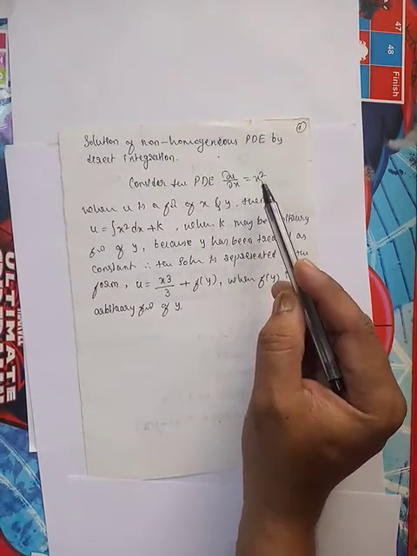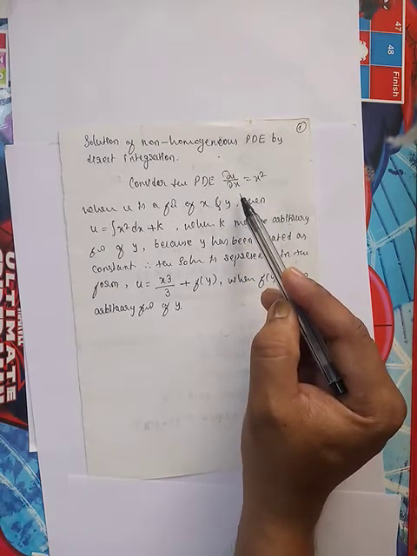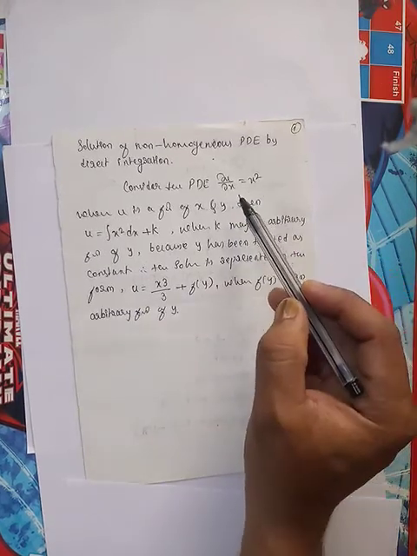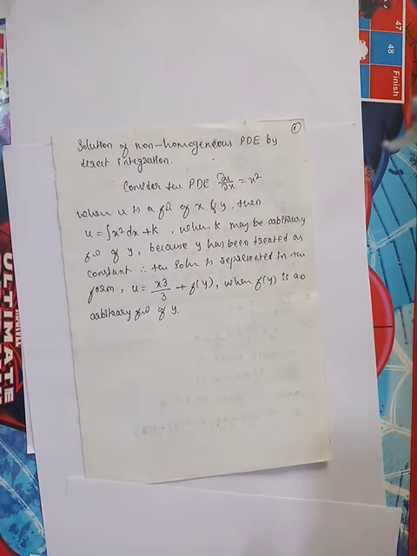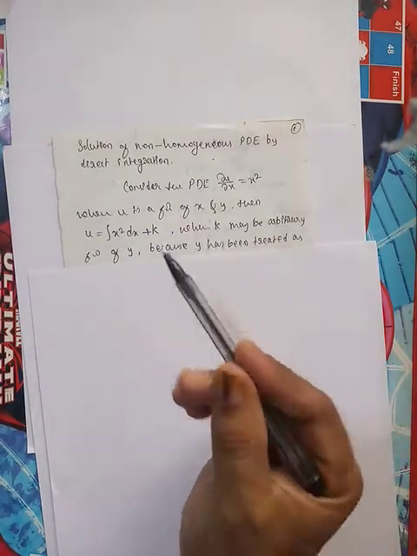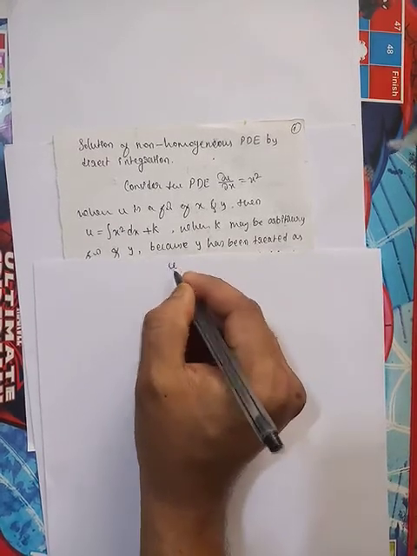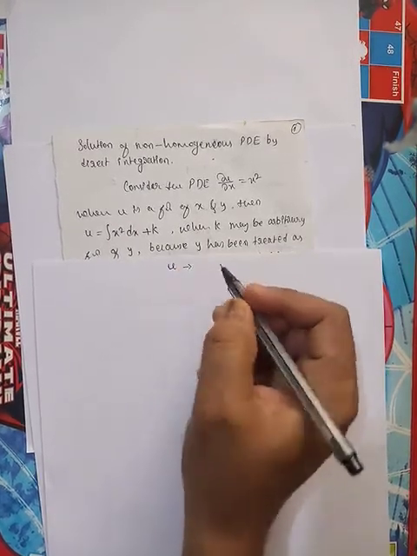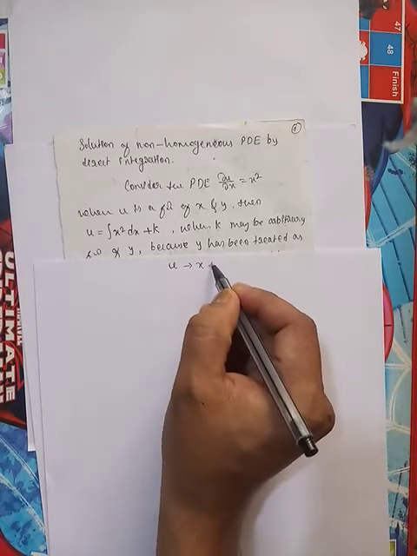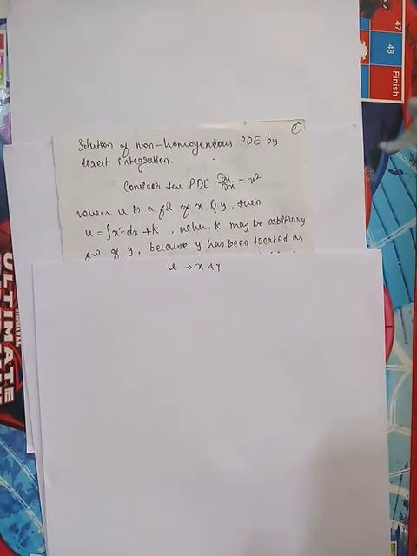So here I consider one simple example. So this is the non-homogeneous PDE where x is the independent variable and u is the dependent variable, and we must know that it is understood that u is a function of x and y. Even though y is not there in the equation, it is understood that u is a function of x and y.